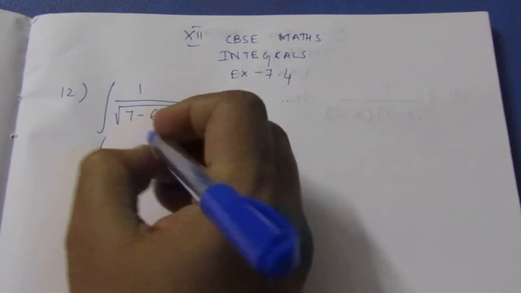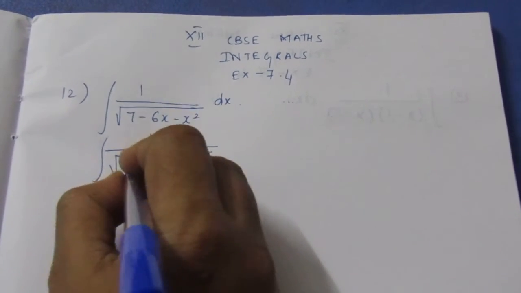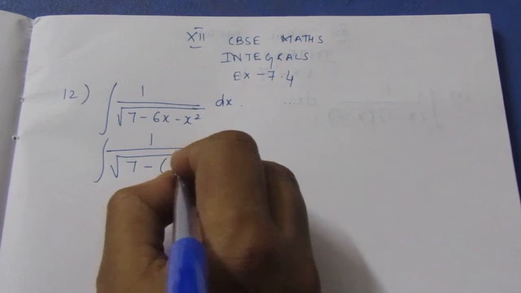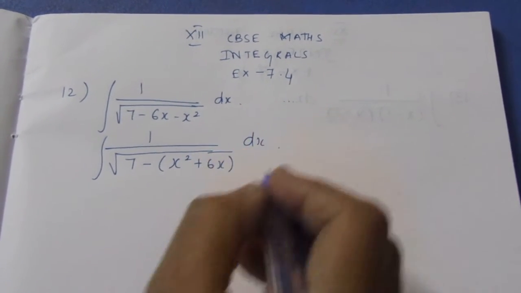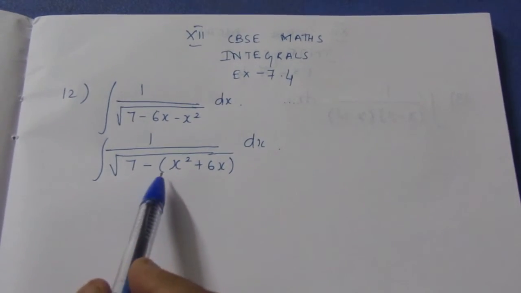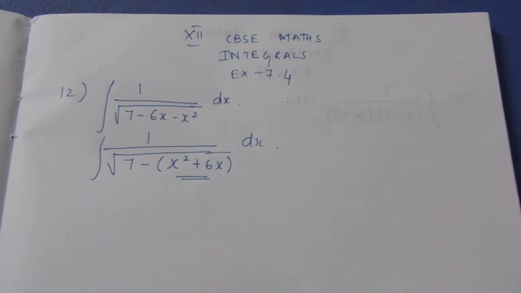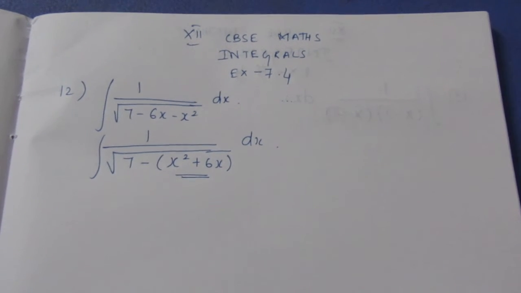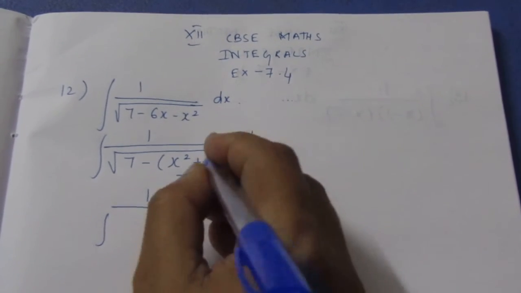Here, taking minus sign common in these 2 terms, it becomes x square plus 6x dx. Without doing anything else, I am going to change this to the form a plus b whole square. Here for a plus b whole square, remember, I will teach you one easy method.